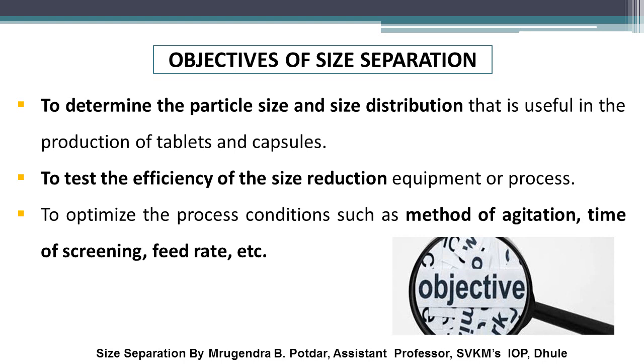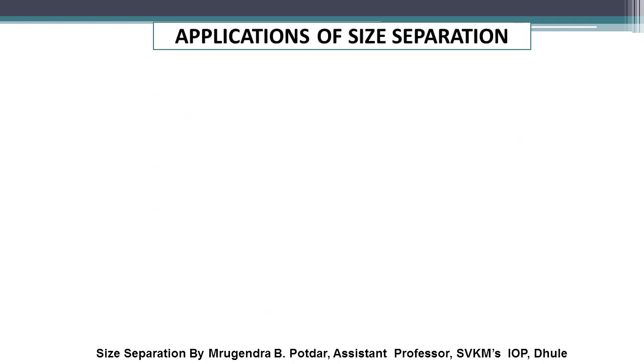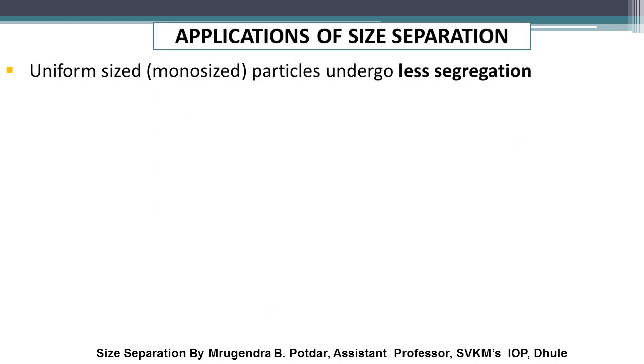Third, to optimize the process conditions such as method of agitation, time of screening and feed rate. These are the objectives of size separation. Now, applications of size separation. First, uniform size particles undergo less segregation. As we know, most pharmaceutical powders are polydisperse in nature. So polydisperse powders will convert into mono-size particles by the size separation method, which will cause less segregation.